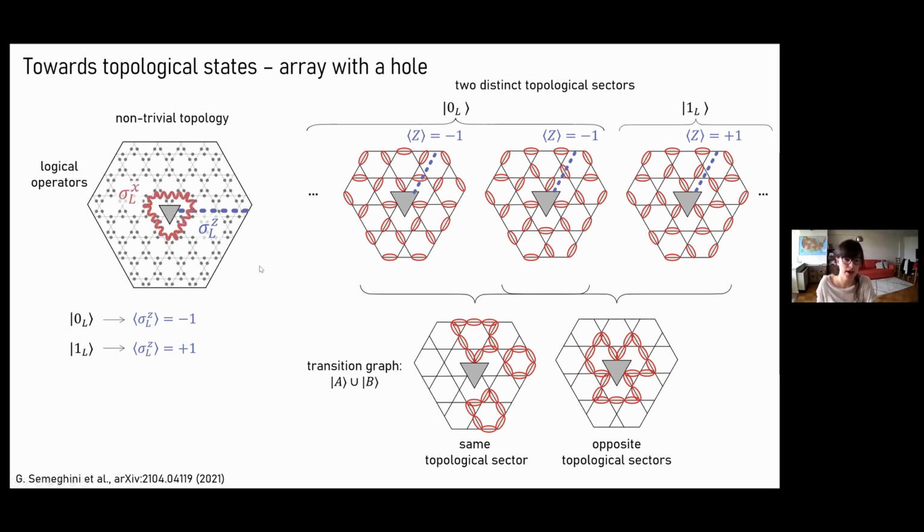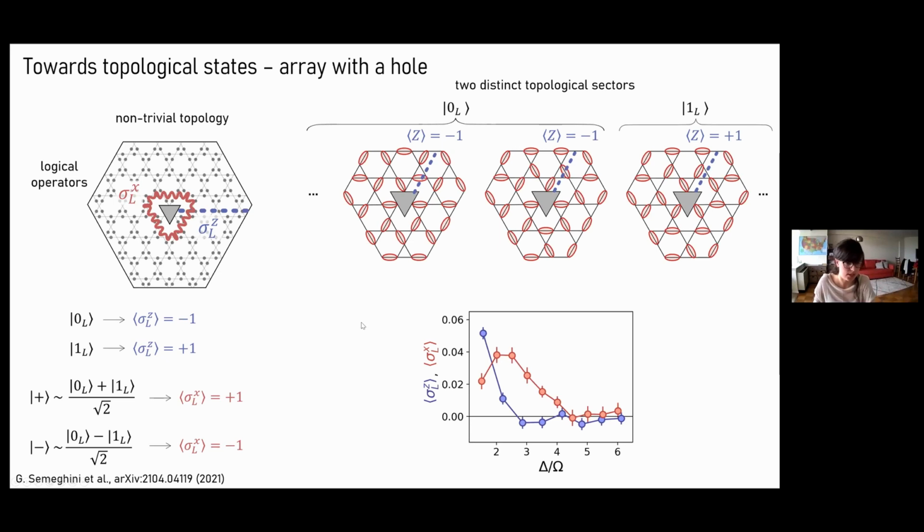And then we define sigma x as an x loop that goes around the hole, because this has eigenstates, the symmetric and antisymmetric superposition of 0 and L. Now we can measure this in the experiment. We do the same state preparation as we did before, and we measure these two. Now in the range where we had identified a quantum spin liquid before, we see that sigma z is 0, which means that we have a superposition of the two topological sectors, but sigma x is positive, which means that we are generating a state which has a finite overlap with the plus state.